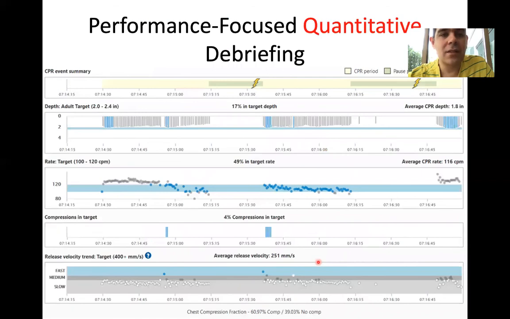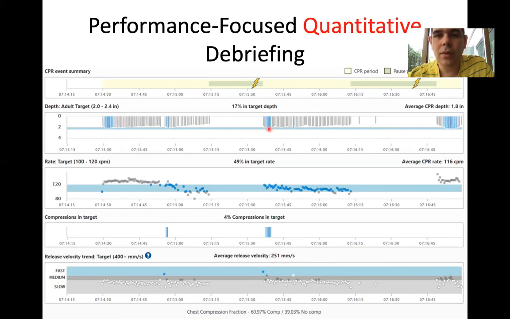At the end of the code, a report card can be printed out. So this is an example of an event summary. This enables a quantitative debrief at the end of each resus. It also enables data to be gathered and for targeted training to occur in areas where we find that certain qualities are lacking. So for example, in this report card, you can see that the depth is an issue.